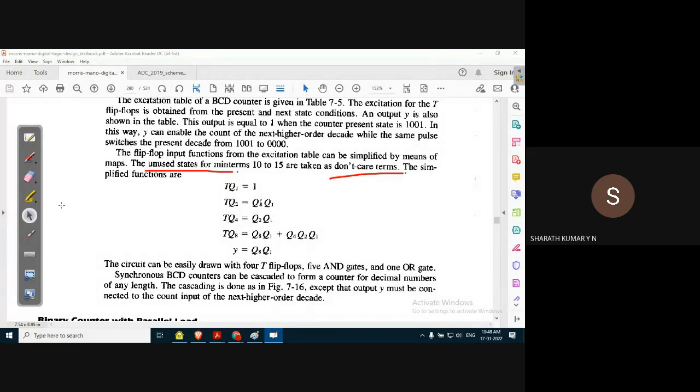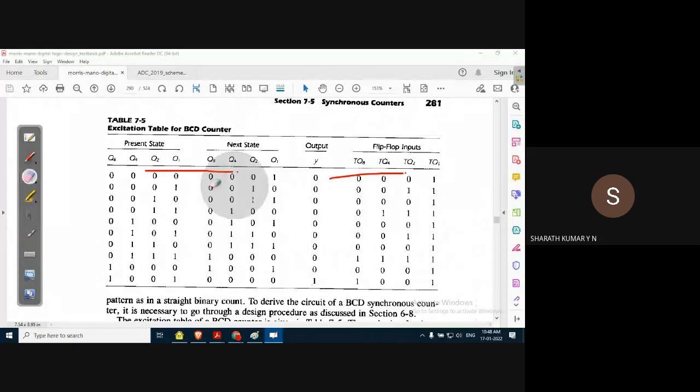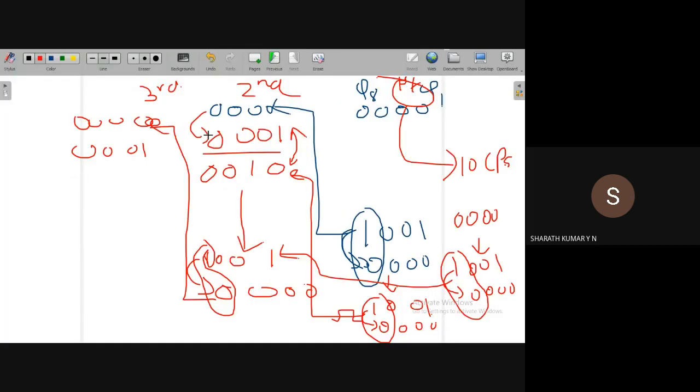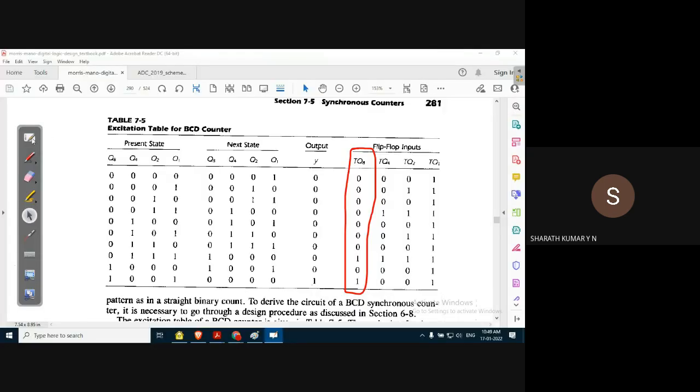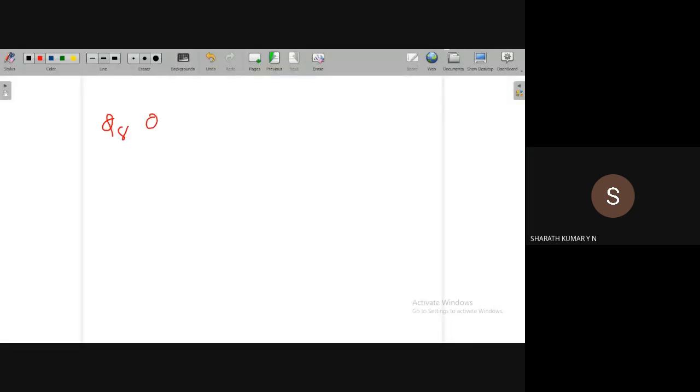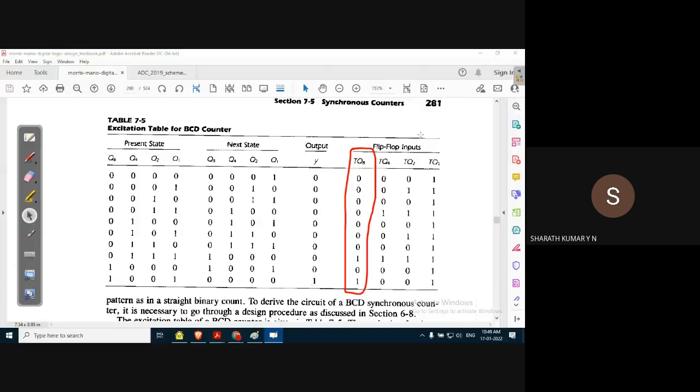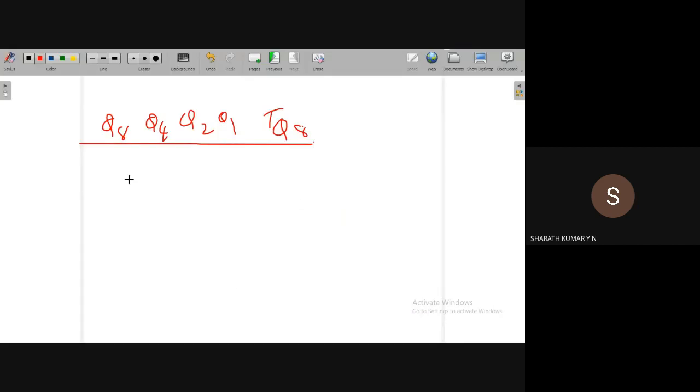What is this unused state? Let us understand this one quickly. When we write a K-map for this, how to write it? Let us take this as one function, for example, TQ8. Let me take one more page. So the present state can be written as Q8, Q4, Q2, Q1, and TQ8, for example. Let us say we are solving for TQ8.